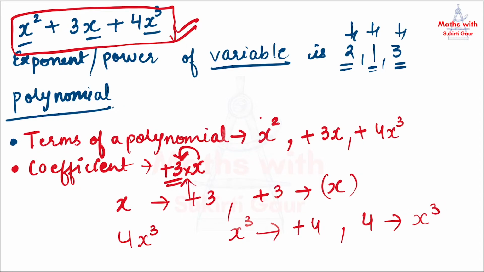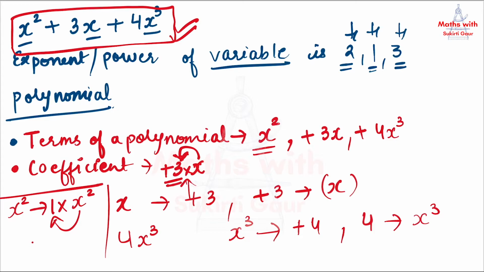Okay, but if I talk about the first term, x square, what is the coefficient for x square? No number is attached to x square. What are we going to consider then? We are going to consider it as 1 multiplied by x square. Yes, so the coefficient of x square would be 1. I hope it is clear what we mean by coefficient and what the terms of a polynomial are.